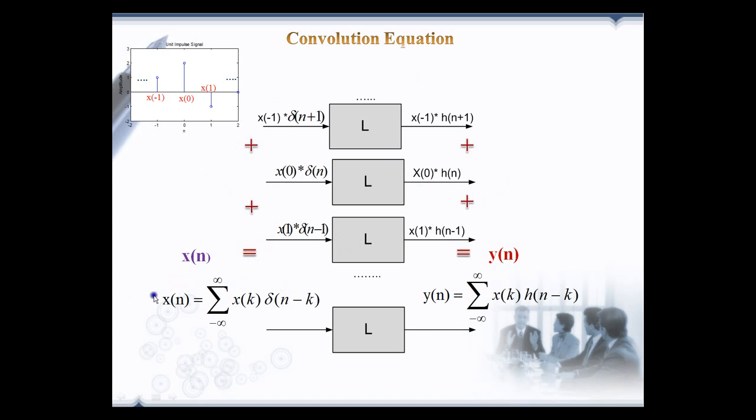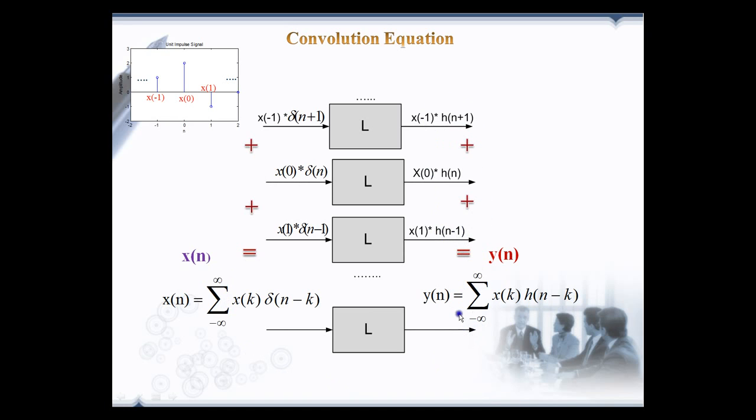We can generalize this by the equation x[n] = sigma x[k] δ[n - k]. So, any signal can be expressed by the sum of scaled and shifted impulses. By superposition, we know that the sum of the responses of the system to each of the individual input signals is equal to the response of the system to the sum of the decomposed signal. So, the response of the system is equal to the addition of all these outputs.